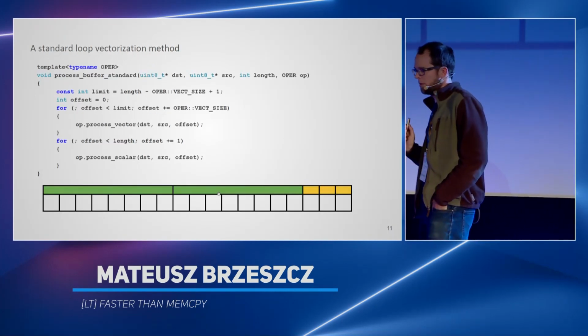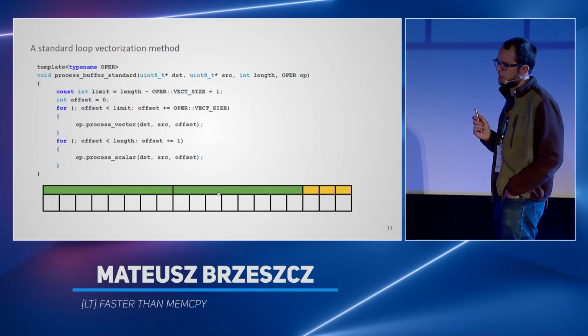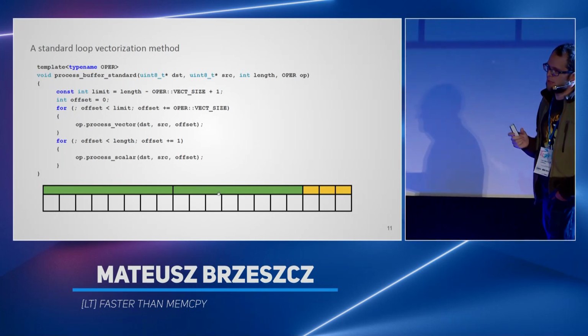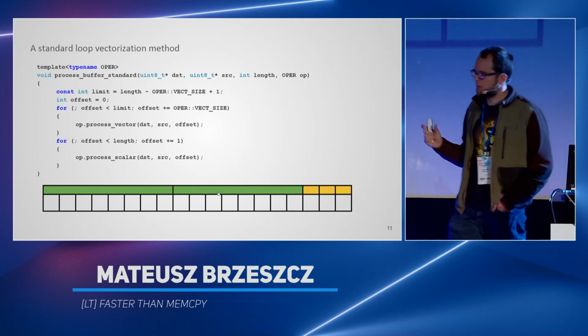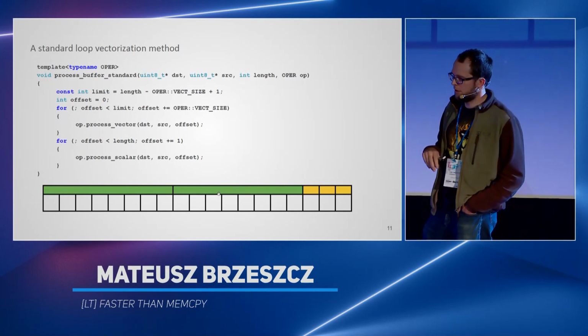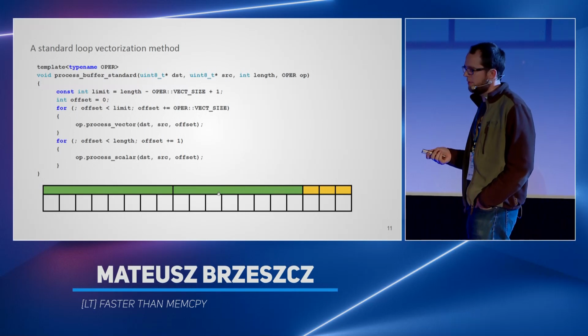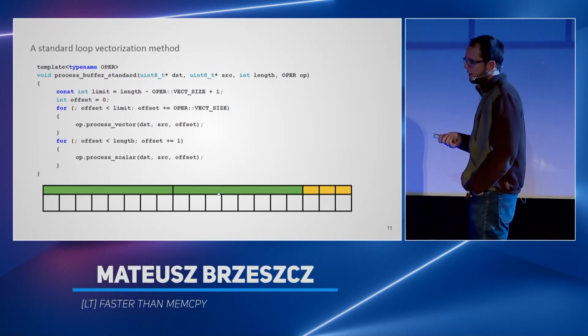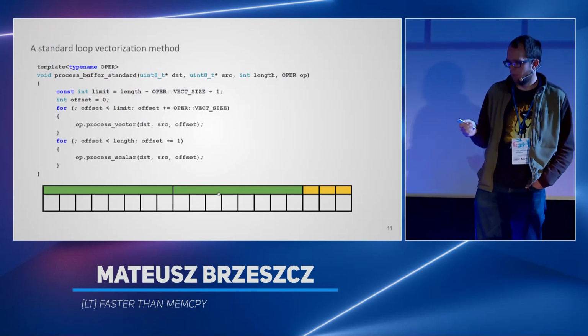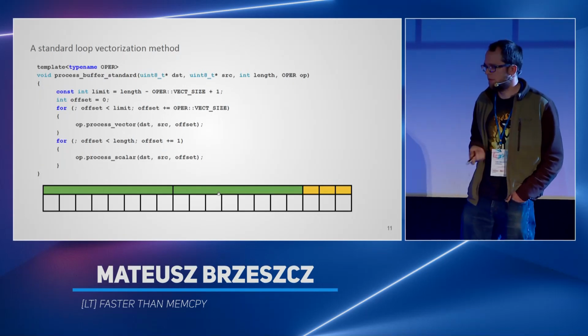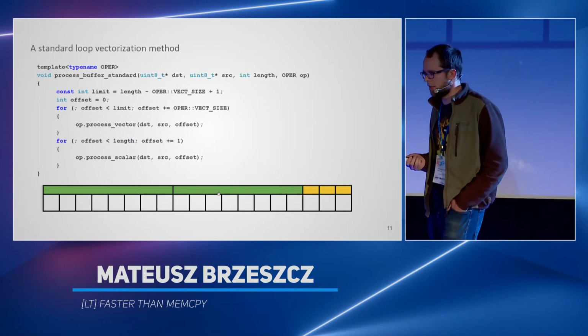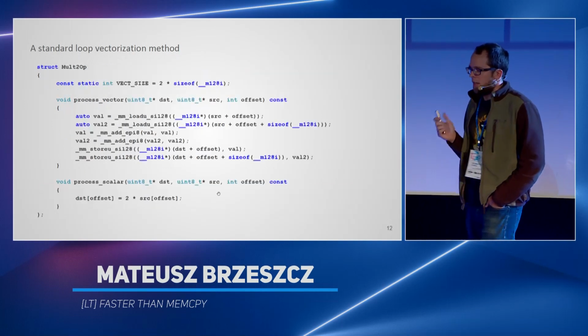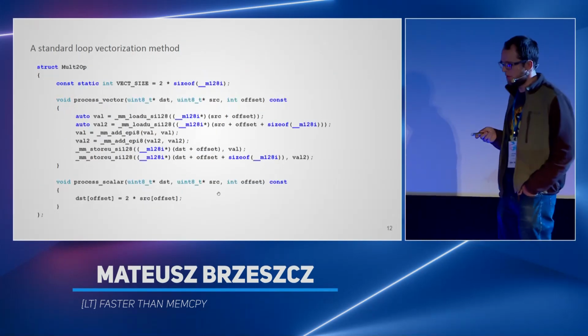So the standard loop vectorization method works like that. We process the buffer using vector instructions, and if we are left with something at the end, a few bytes, then we process them scalarly because the vector instruction cannot fit in there. And let's see what we have here.